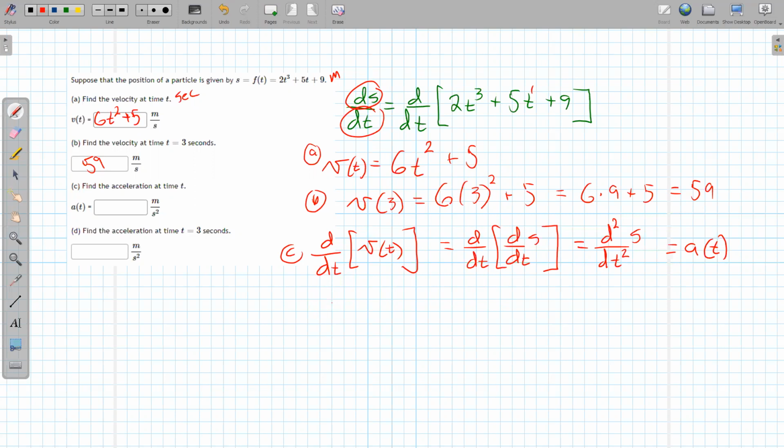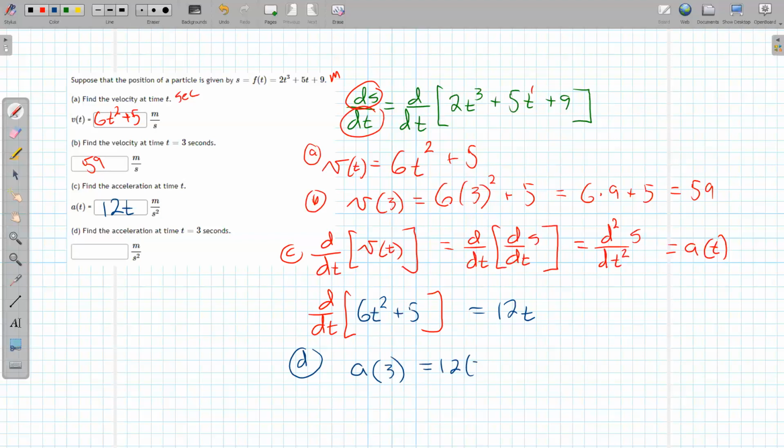So the derivative of velocity, switch color, find the derivative of 6t squared. Power rule says 2 times 6 is 12. Reduce the power by 1, so that's t to the first, or just t. Derivative of a constant is 0, so I'm done. That's it right there. And then evaluating that at 3 seconds, so the acceleration at 3 seconds is just 12 times 3. And let's see, what is 12 times 3 on a good day? It's 36.